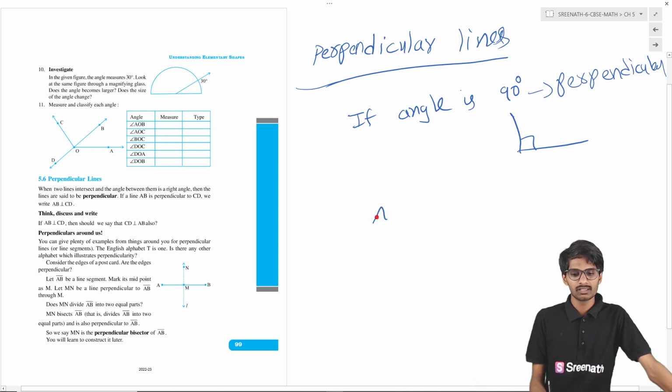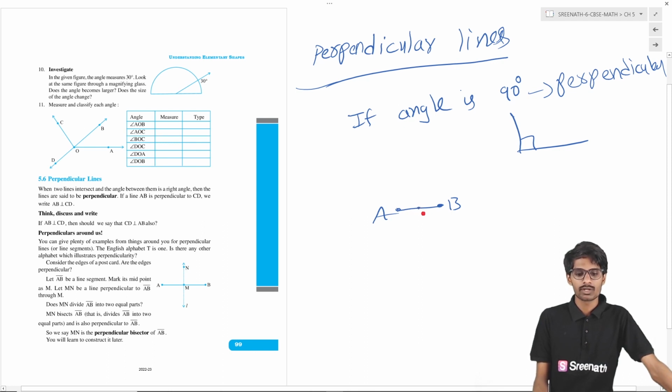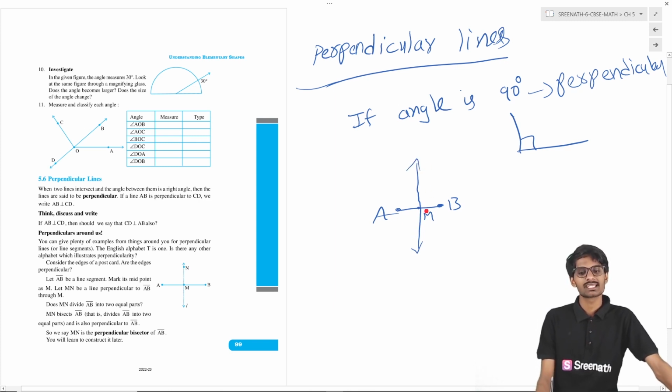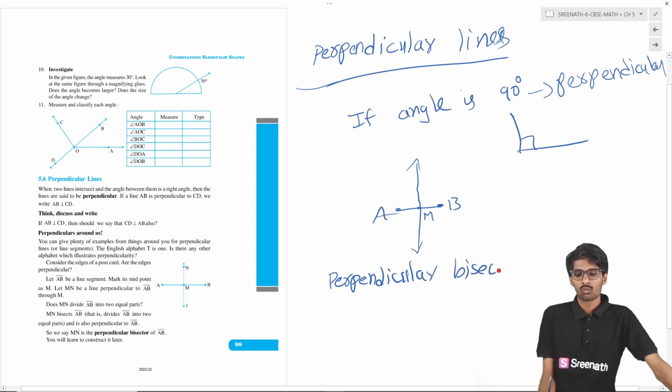Suppose AB is a line segment and there is a midpoint called M. If there is another line passing through the midpoint of the line segment AB, we call that the perpendicular bisector. Why do we call it the perpendicular bisector, students?